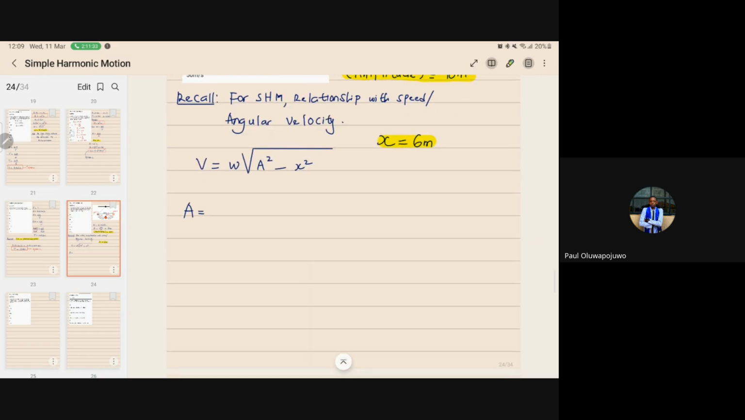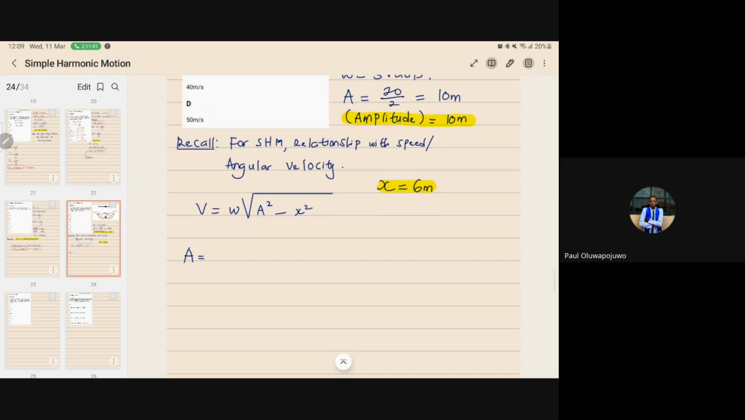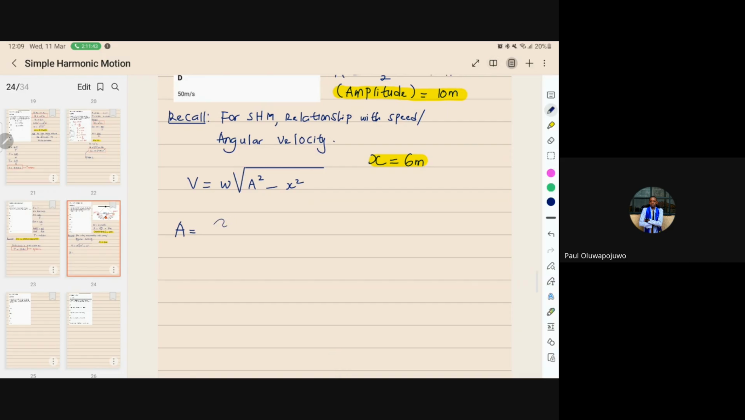So right here, we have that A, the amplitude, is 10 meters. Omega is 5 rad per second. Sorry, this one is 10 meters. So my x is 6 meters. Right. So omega is equal to 5 rad per second.